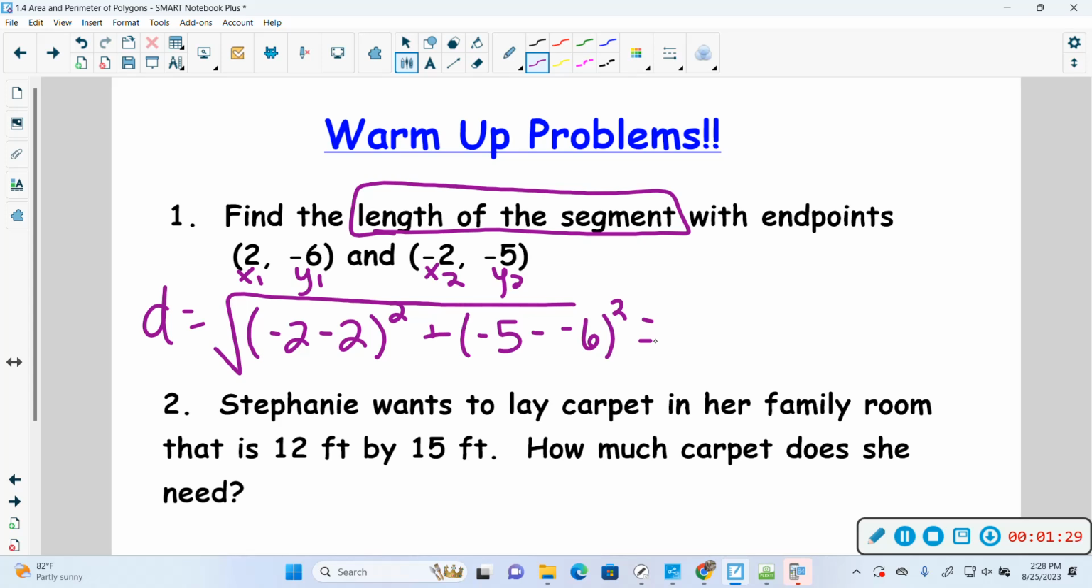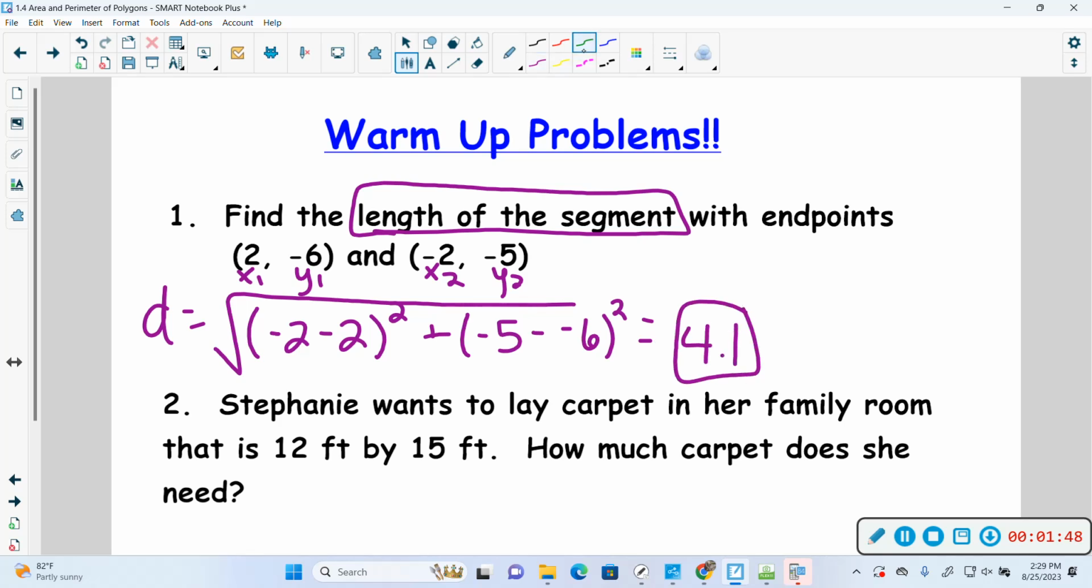All right, round it to 1 decimal. Testing it. All right, we got it. You should have 4.1. Any questions on typing that in? Okay. All right, next up.